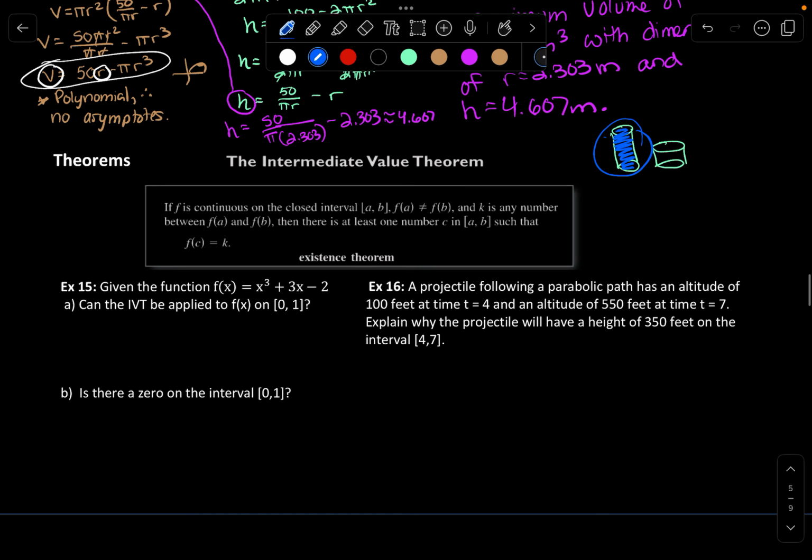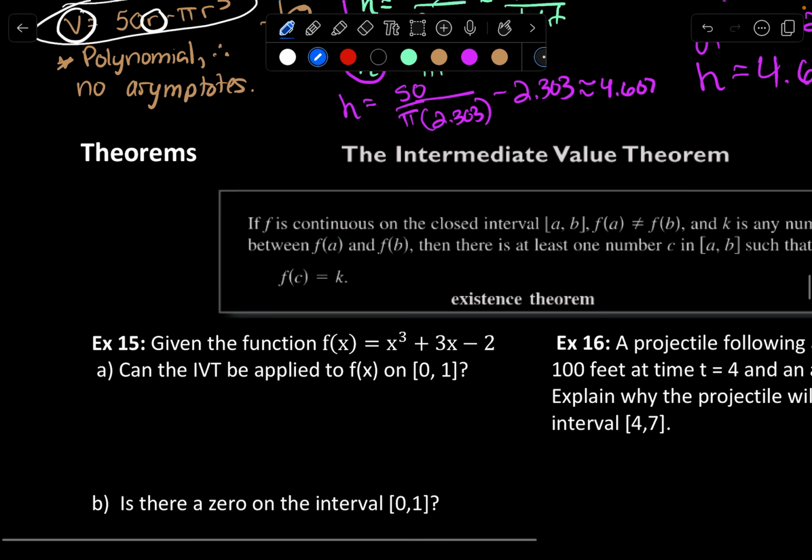All right, the next video for Unit 3 is going to be on the theorems. So the first theorem we're going to look at is the intermediate value theorem. And there's a definition there you can read through, but I would rather use an analogy.